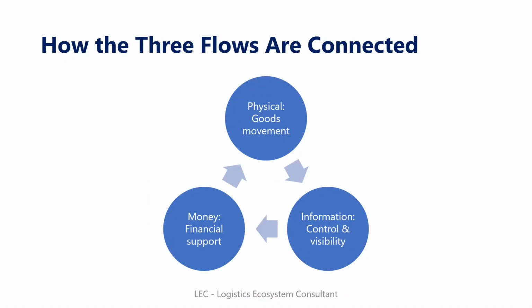Physical, information, and money flows always move together. Goods cannot be moved without data, and no movement is complete without financial settlement. If one flow breaks, the entire logistics system is disrupted.